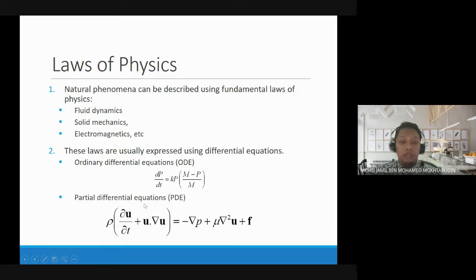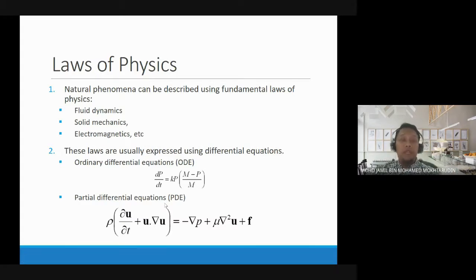So in PDE, we have this inverted number 6 symbol, but I call it del. Del U over del T. And we have this triangle symbol, which represents differentiation of U with respect to space. So we have differentiation with respect to time, and also space. So in PDE, we consider the space.